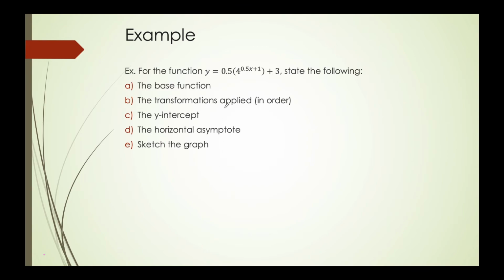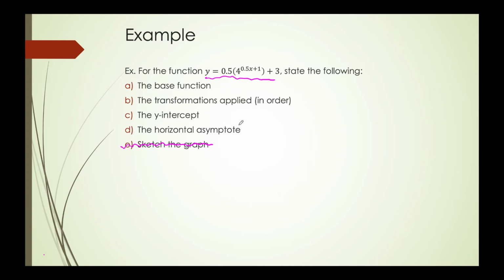Let's look at one last example here. So we're given this exponential function, and we are asked to find the base function, the transformations, the y-intercept, and the horizontal asymptote, and then finally to sketch the graph. Just for time's sake, I'm not going to do the very last one there. I'm just going to focus on a to d here.